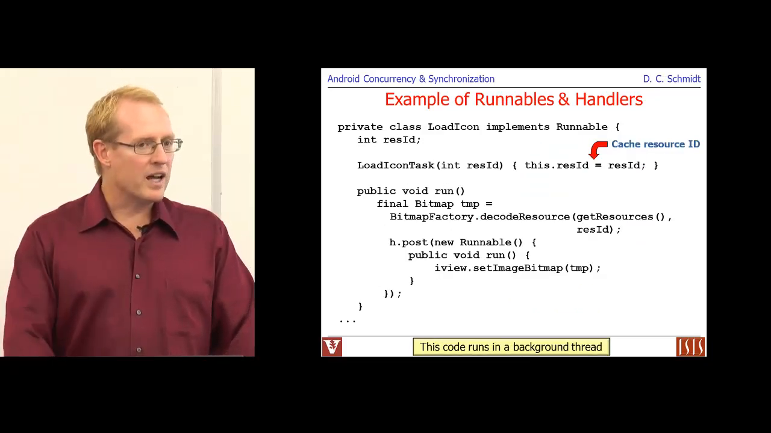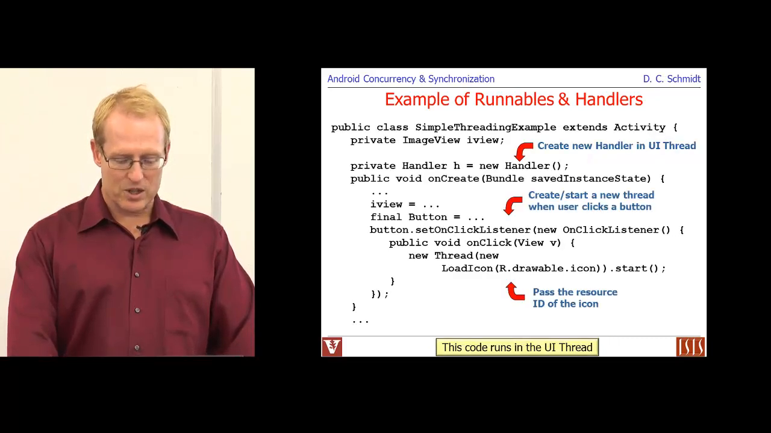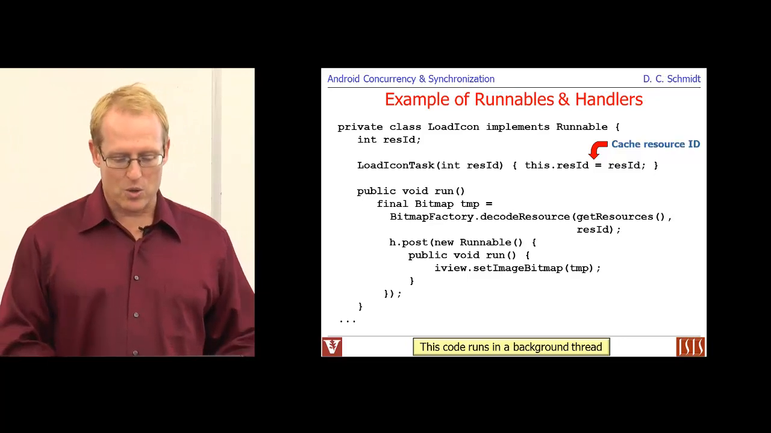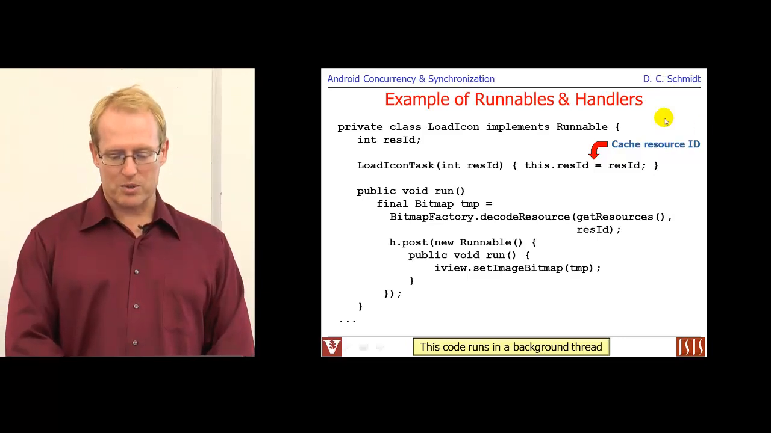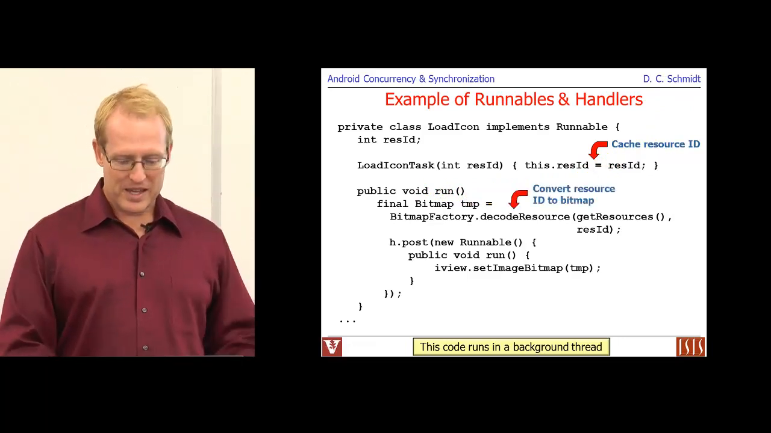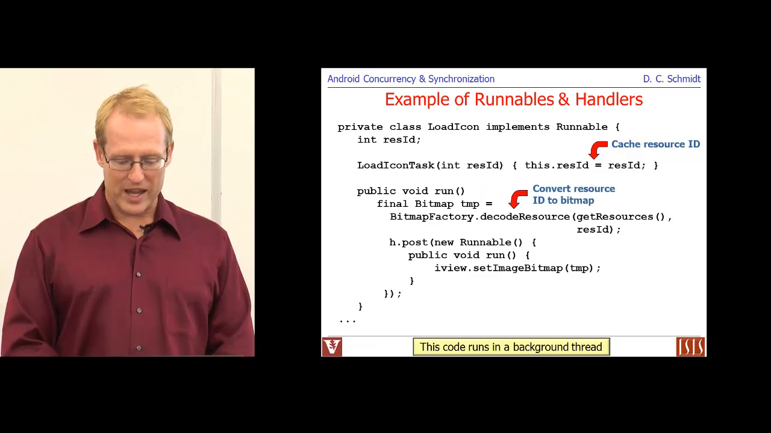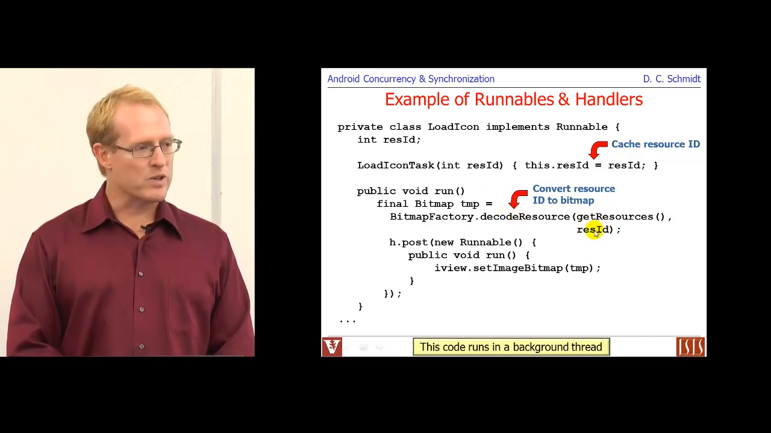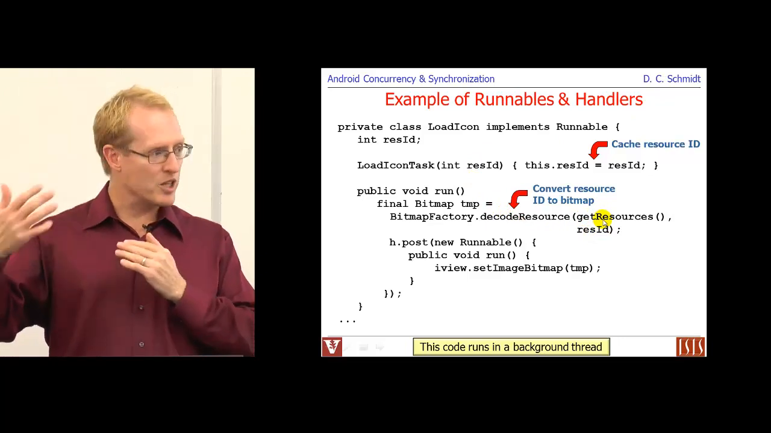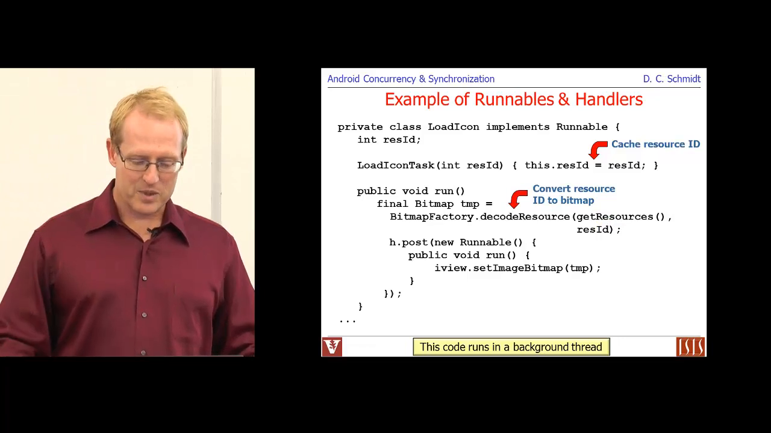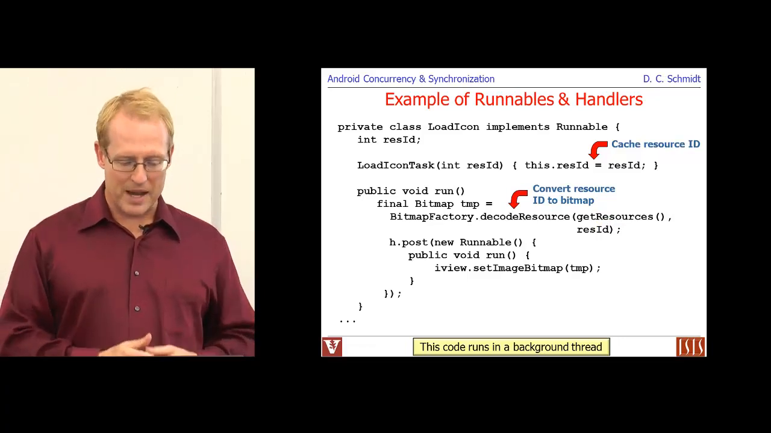Here's the load icon class. As you can see here, load icon is what's passed to the thread. That means it has to be a runnable. So the load icon constructor simply caches away the resource ID. And once this thread is started up and is running in the background, then when it's called, it will decode the resource. So it takes the resource ID that uniquely identifies that particular image, that particular bitmap, and it decodes it, turns it into a bitmap.